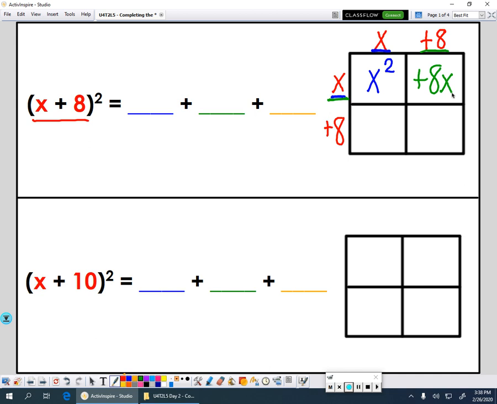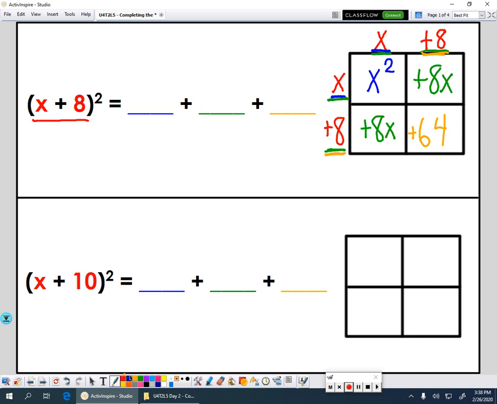Next, I'm going to take this X up here and multiply it by this 8. So again, 8 times X is going to give me plus 8X. And finally, last but not least, I'm going to multiply these last two numbers here, this 8 and this 8. 8 times 8 gives me 64. So now that we've filled in our entire box, it's time for us to take this answer and put it together to create the final answer for our problem.